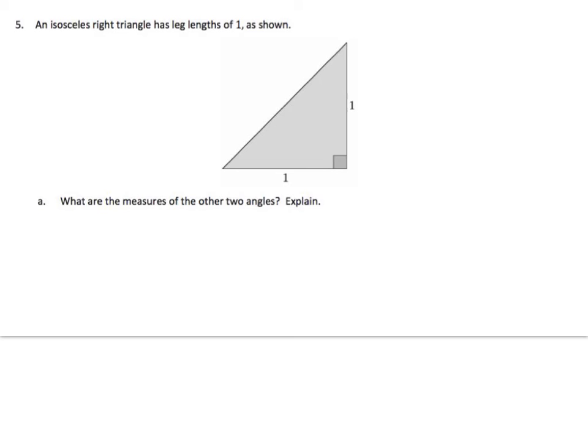All right, next example. An isosceles right triangle has leg lengths of 1 shown. What's the measure of the angles? Well, this is an isosceles triangle, so I know the base angles are equal. I've already taken up 90 degrees, so these are both 45. Check. Got it.